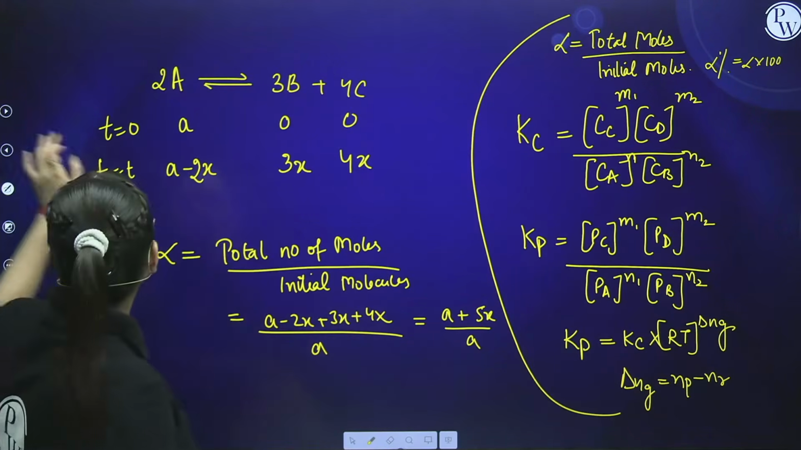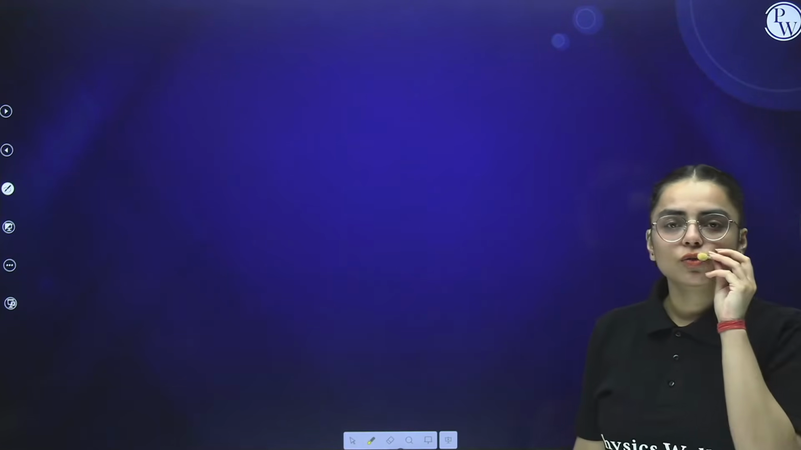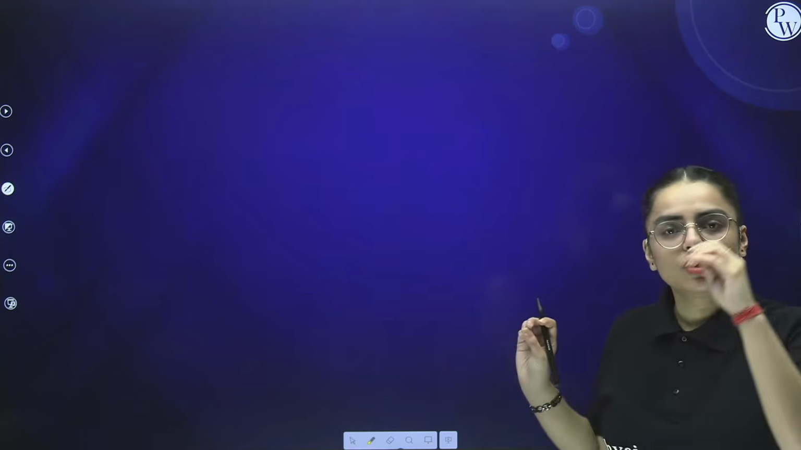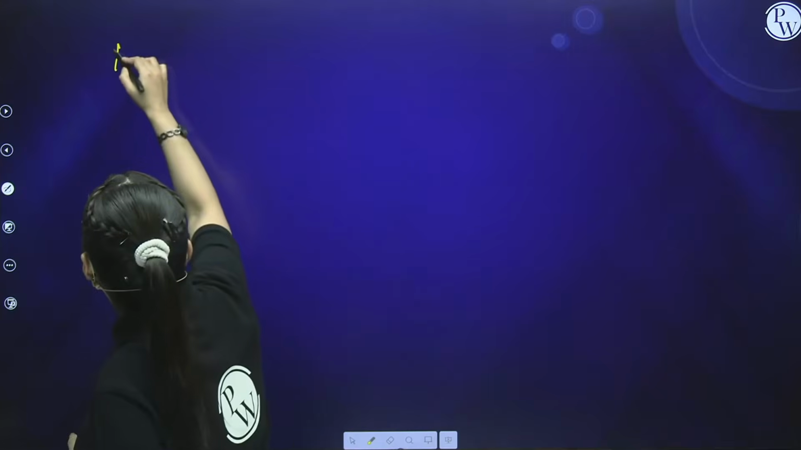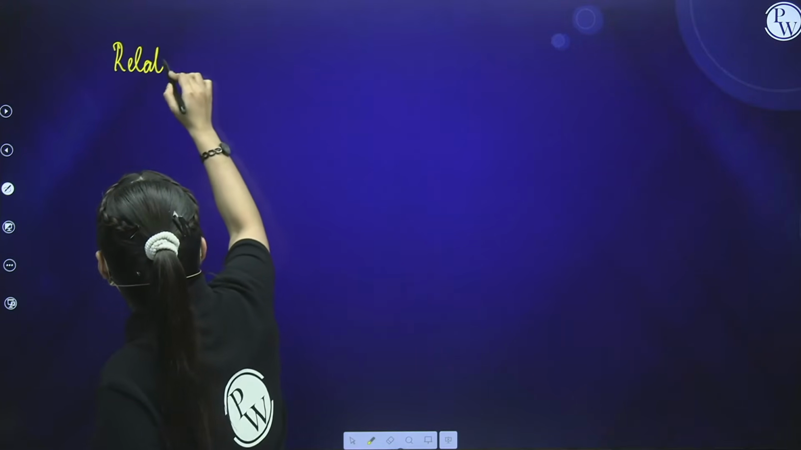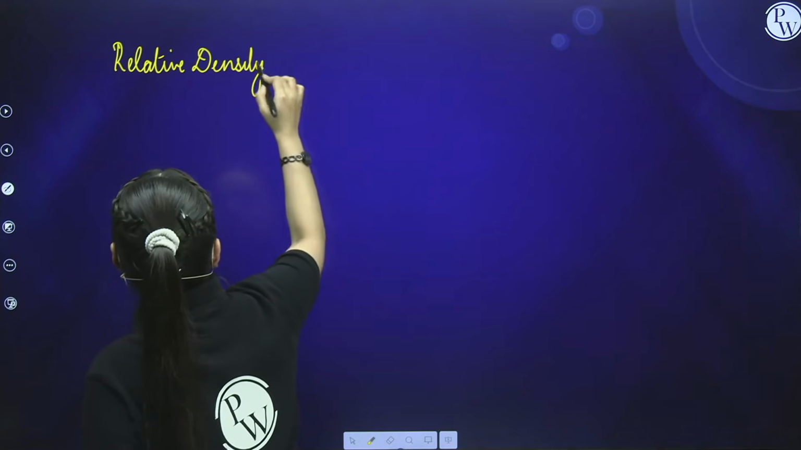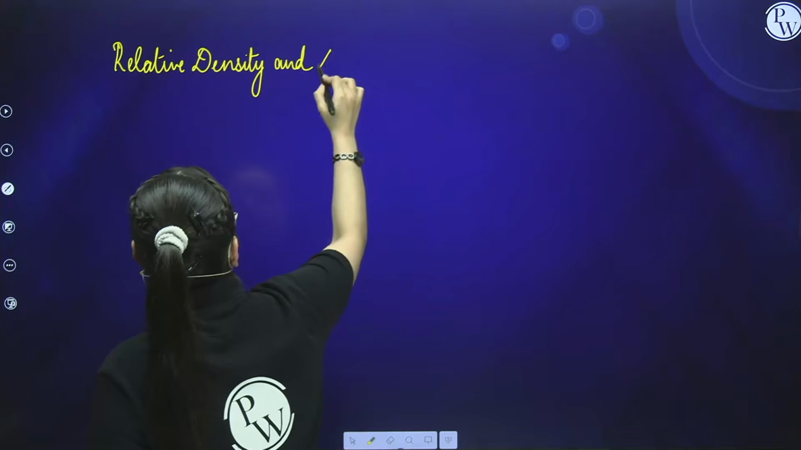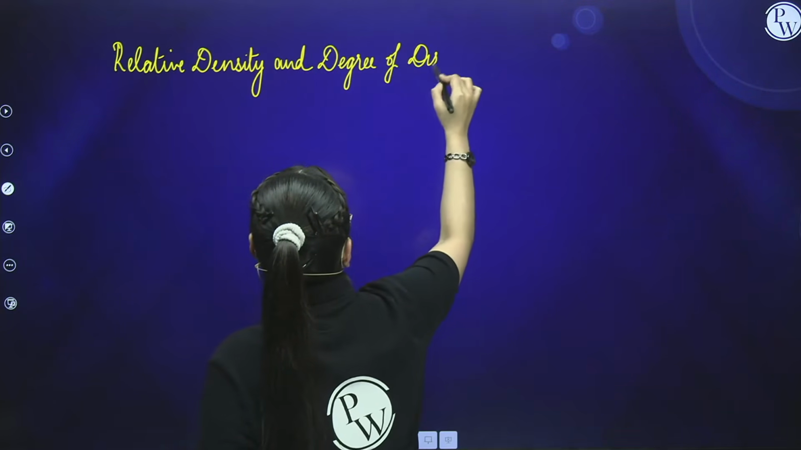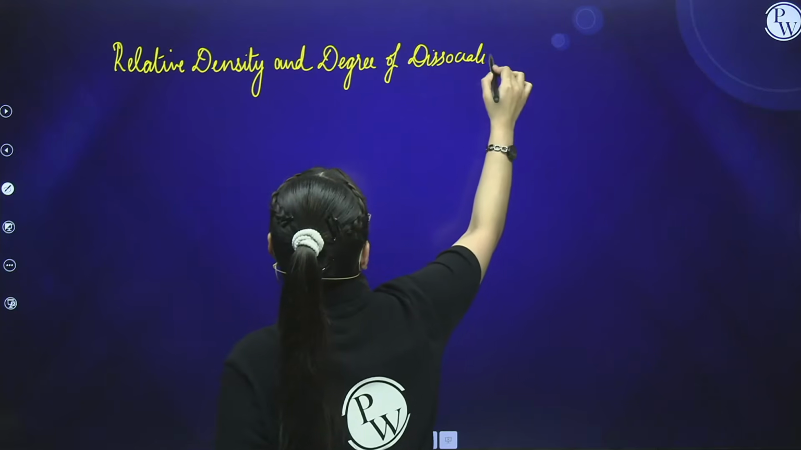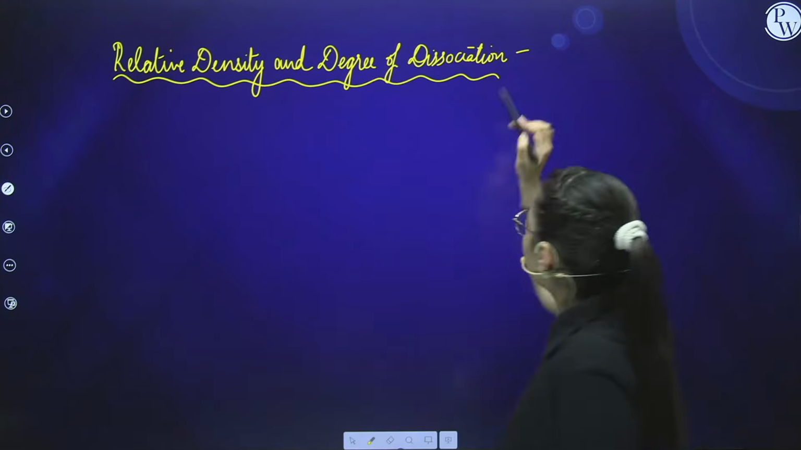Now students, comes our next topic. If I talk about the next topic, it is relative density, which is quite useful in this and also in your some basic concepts. So the heading is relative density and degree of dissociation. Relative density and degree of dissociation.